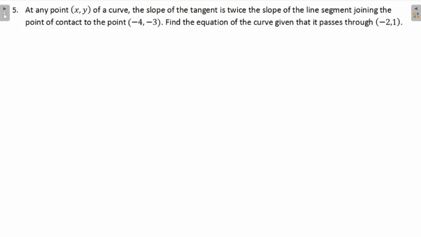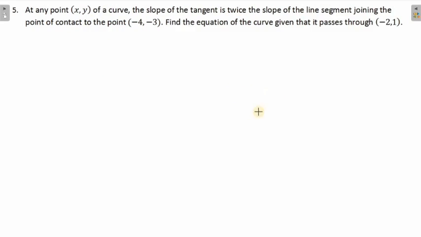Let's look at the next question. The next question on the screen says, at any point (x, y) on the curve, the slope of the tangent is twice the slope of the line segment joining the point of contact to the point (-4, -3). So understand the situation out here.